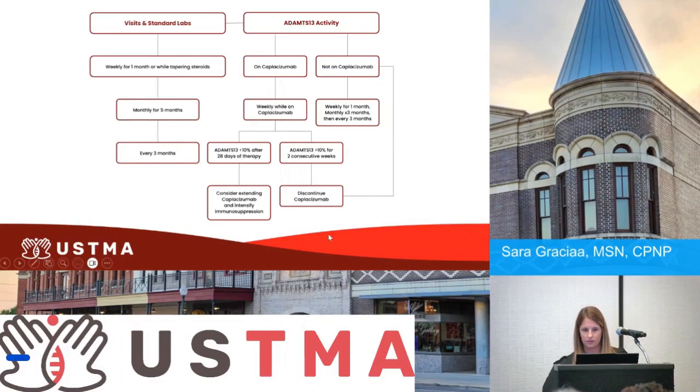All right. So what does this mean for you? So after clinical relapse, we recommend weekly labs while we're tapering or weaning the steroids, and or at least while we're on the caplacizumab, if this is applicable to you.